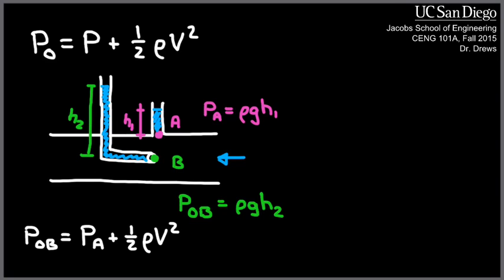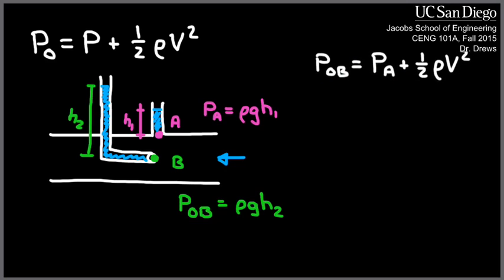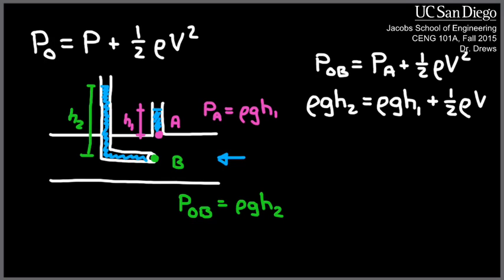And I'm going to have to switch over to another slide because I don't have room to finish this up. Oh, wait, yeah, I do. I have that whole other half. Let's move that instead. So what we have then, P naught B becomes rho G H2, which is equal to the pressure at A, which we just said was rho GH1, plus 1/2 rho V squared. We can solve then for the velocity, and again, I'm going to skip some algebra here.